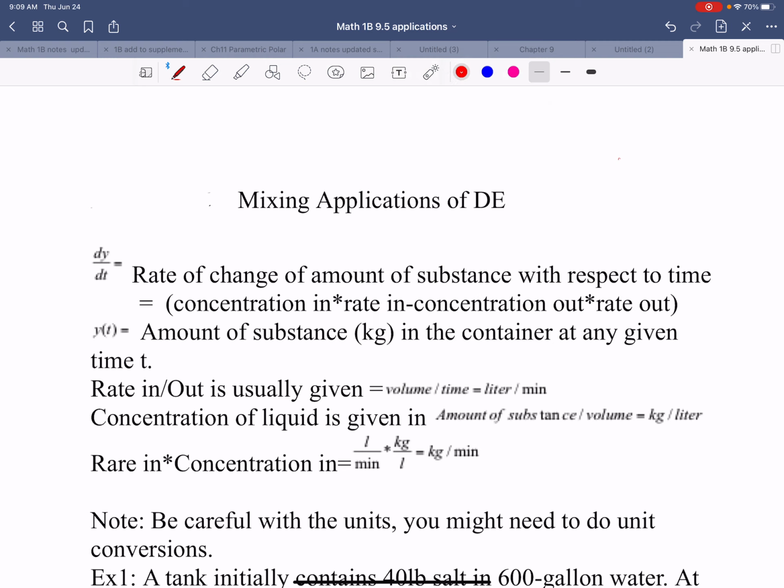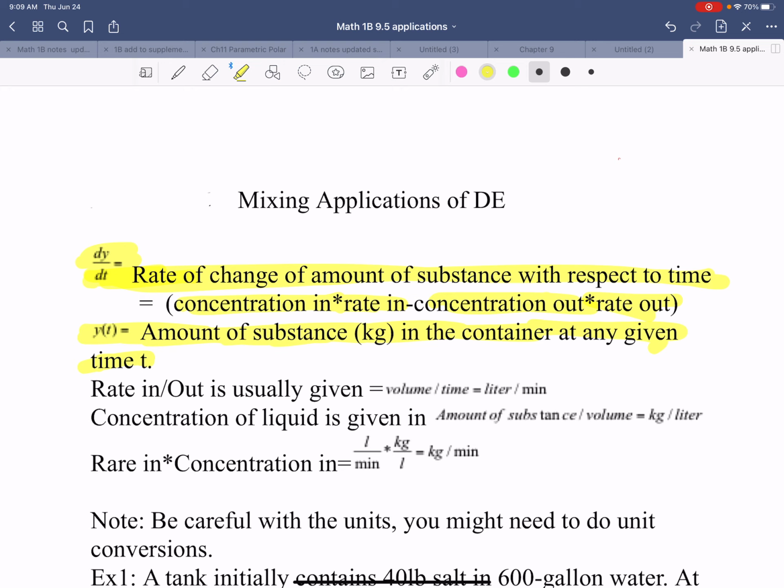So start with rate of change. dy/dt is the rate of change of the amount of substance with respect to time. It could be sugar, salt, alcohol in the water, any mixture we have. The rate of change is equal to concentration in times rate in minus concentration out times rate out. y of t is the amount of substance in the container at any given time t: amount of salt, amount of sugar, whatever.